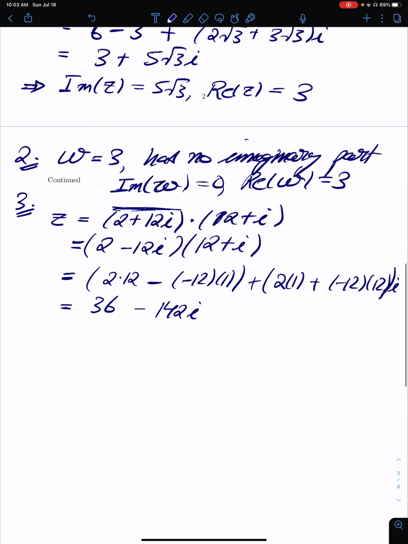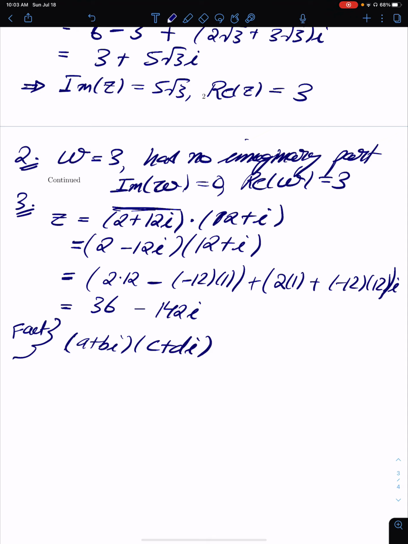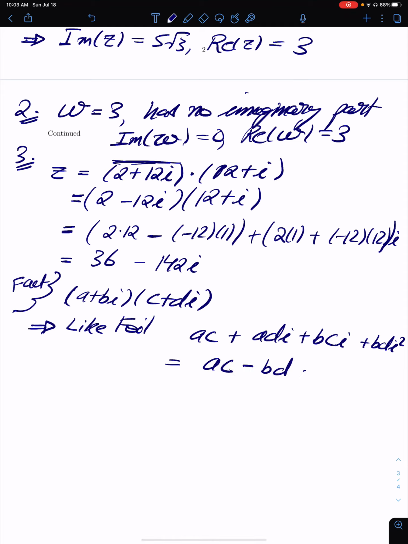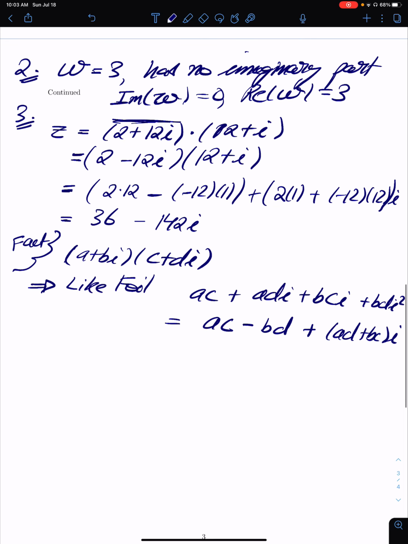Now, if you're wondering, does complex number multiplication work like foiling? The answer is yes. If we have a plus bi times c plus di, it works like FOIL. So it is really just ac plus adi plus bci plus bdi squared. But remember, i squared is negative 1, so that's why we get ac minus bd plus (ad plus bc)i. So it works like FOIL, just a fun fact.